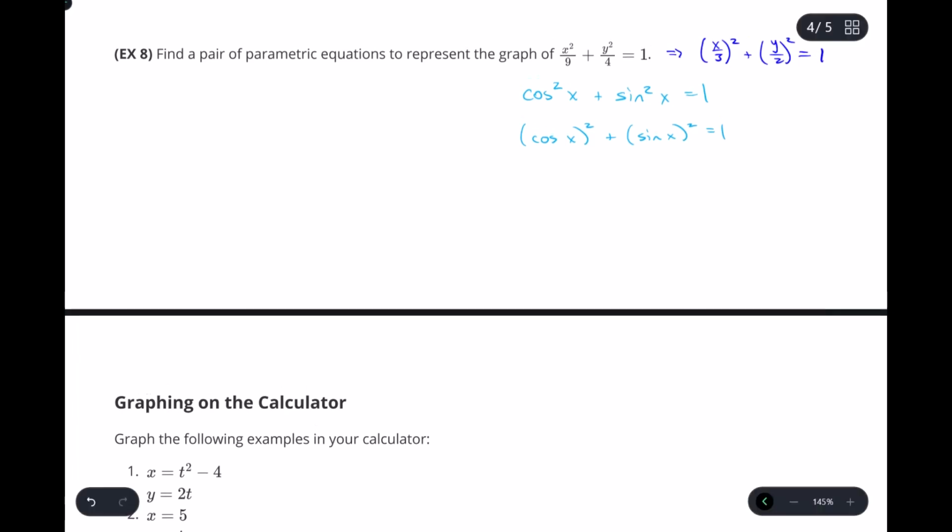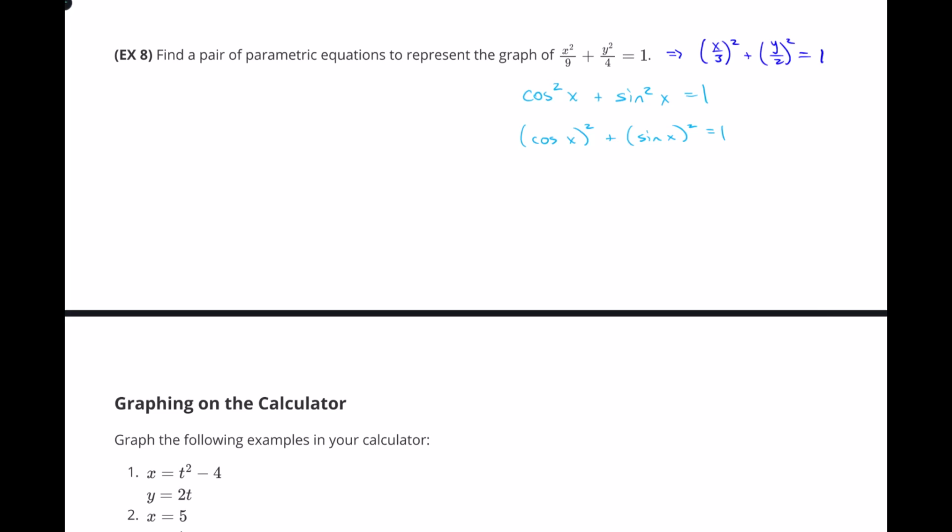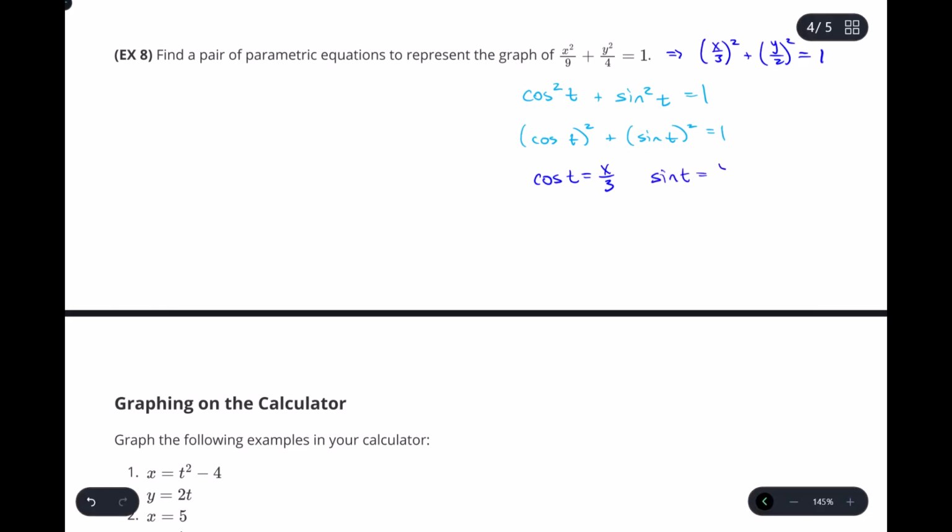So what I can do is basically assume that the two things added are equal to each other. So I can say here that cosine of x is equal to x over 3, or actually those x's don't make sense, do they? Let's change these to t's, make it parameterized. So t, t, make these t's as well, and then cosine t equals x over 3. That makes more sense. And then sine t equals y over 2.